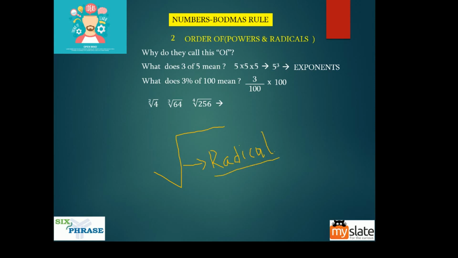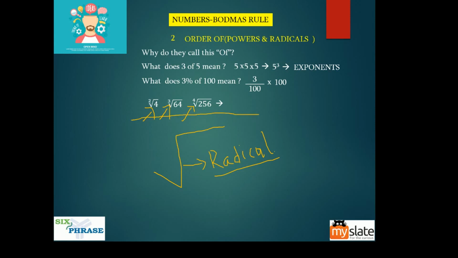Now this doesn't mean square root, this doesn't mean cube root, this doesn't mean fourth root. This means square root, this symbol means cube root, this symbol means fourth root, because a number is written there. If there is no number, it is called a radical. So when I say radical, I am referring in general to all these: second root, third root, fourth root, fifth root.